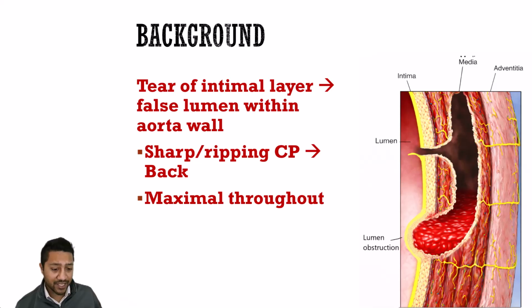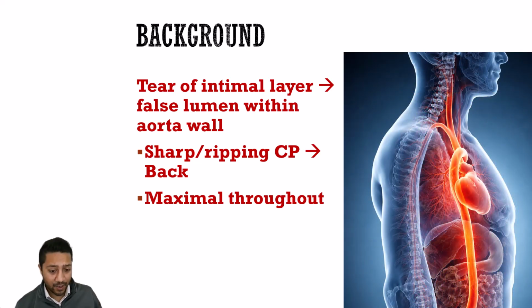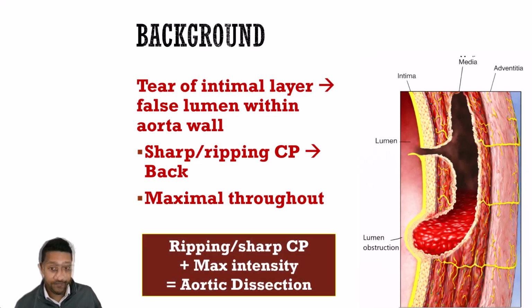Patients will usually say that chest pain also radiates through to the back, which should make sense since that aorta is technically right in the center of the chest and the back. So for the PANCE, that description of a sharp, ripping chest pain that radiates to the back and has remained at maximal intensity should immediately make you think aortic dissection.